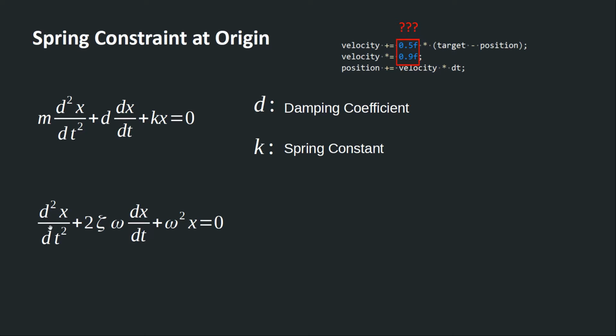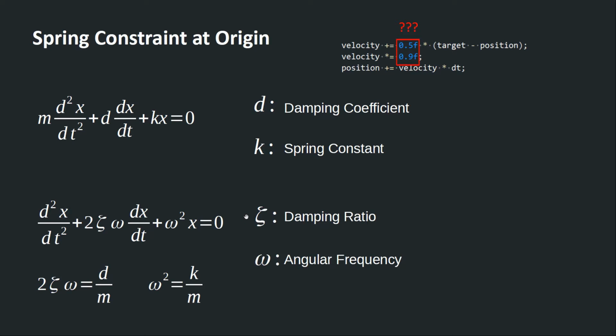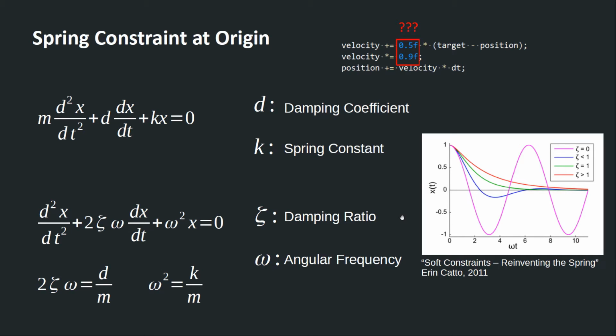Now the coefficient of acceleration is 1, and the coefficients for velocity and position are expressed in two new parameters, zeta and omega. And here are their relationships with d and k. When expressed in this form, the parameters make more sense. Zeta is the damping ratio, omega is the angular frequency. Here I am borrowing an illustration from Erin Catto's 2011 talk, Soft Constraints: Reinventing the Spring.